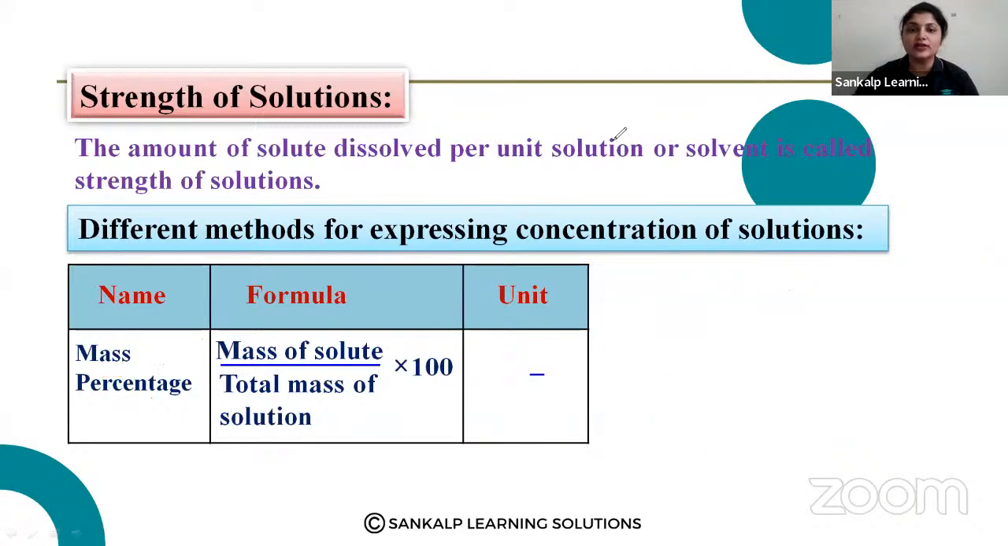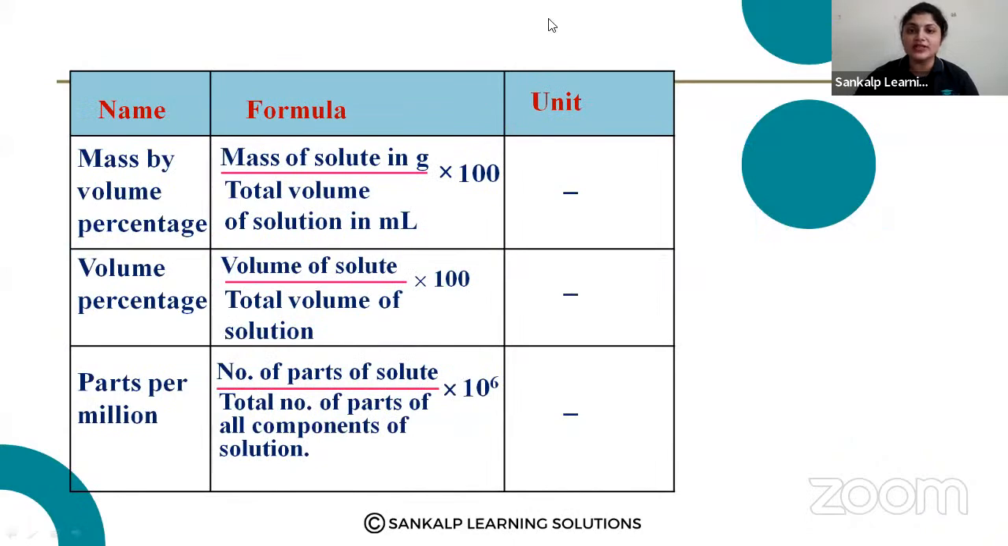So next we'll go with the mass by volume percentage. What do you mean by mass by volume percentage? Mass, as we have seen earlier, is expressed in grams, in terms of W, and volume will be expressed in terms of V. So this is W by V. Mass will be calculated in grams and volume will be expressed in ml.